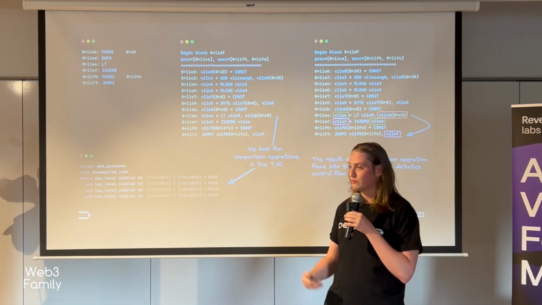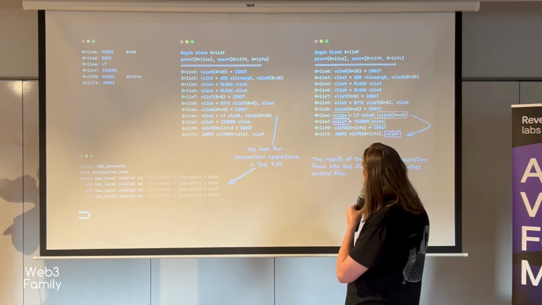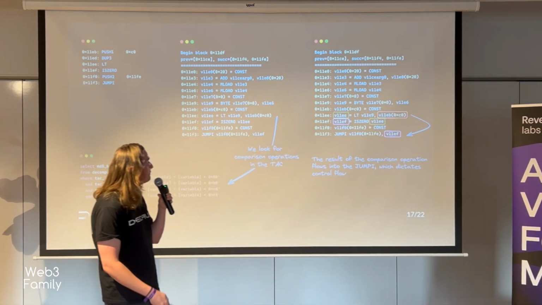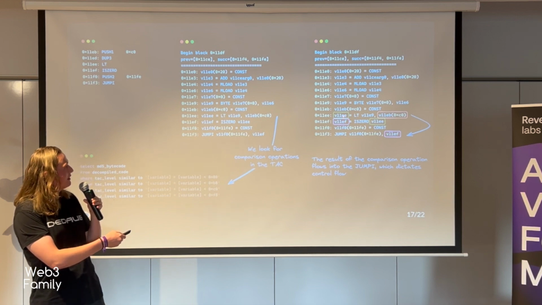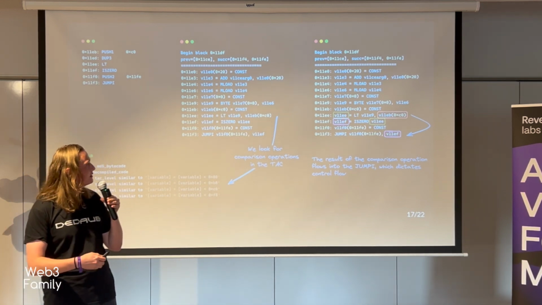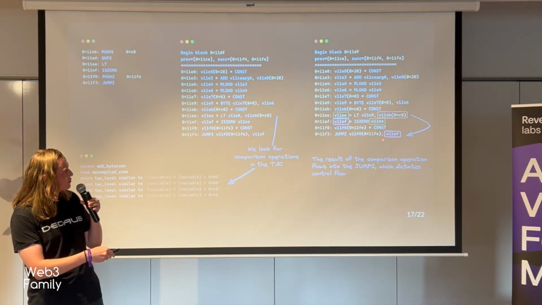But we're engineers. We think we're clever. We think we could do better. So we went about doing what we call a data flow analysis. I'll move a little bit over here so you can see. Basically, what we want to do is make sure that the result of this comparison operation actually dictates the control flow.